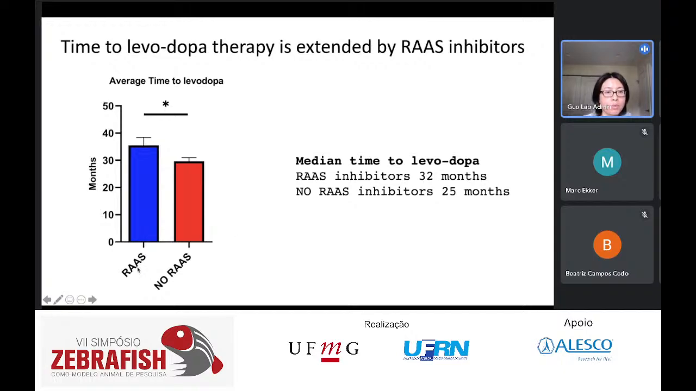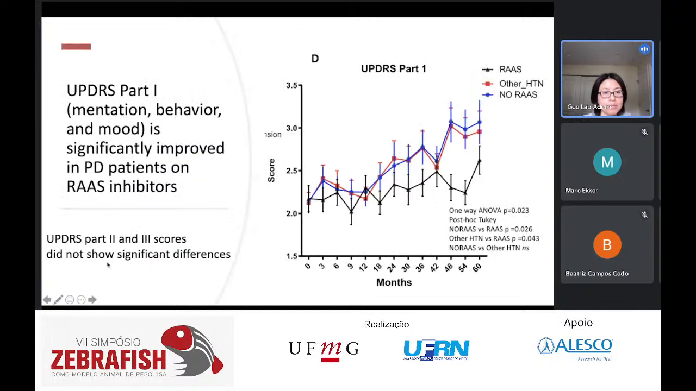So you can see that in the RAS PD patients, their average time to levodopa is about 32 months, whereas the people who are not on RAS inhibitors is about 25 months. So there is a significant delay in the need for taking levodopa when the patient is on RAS inhibitors.